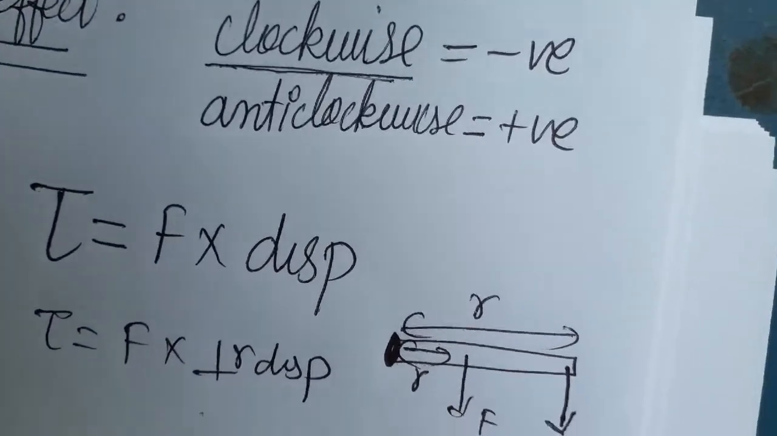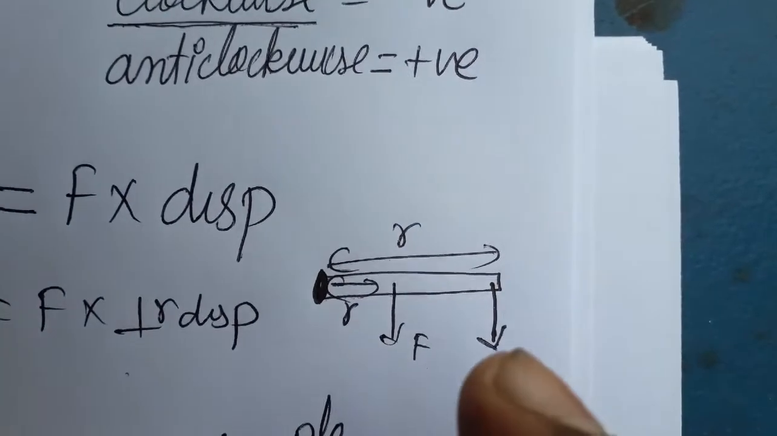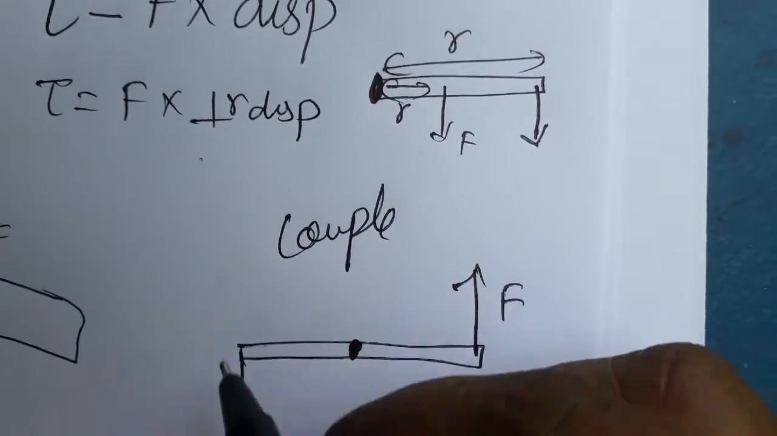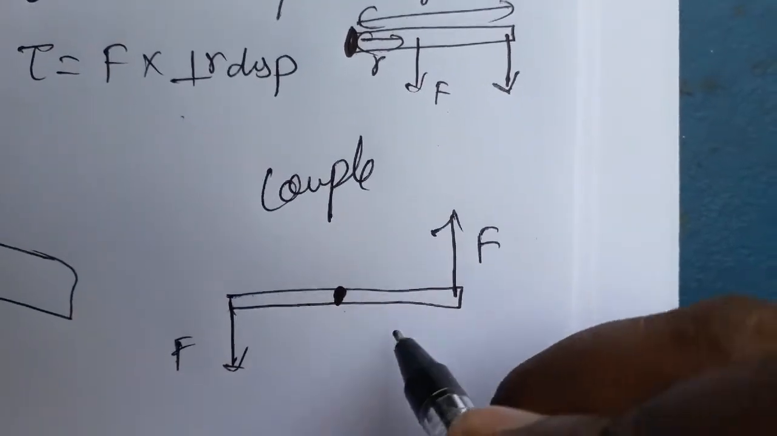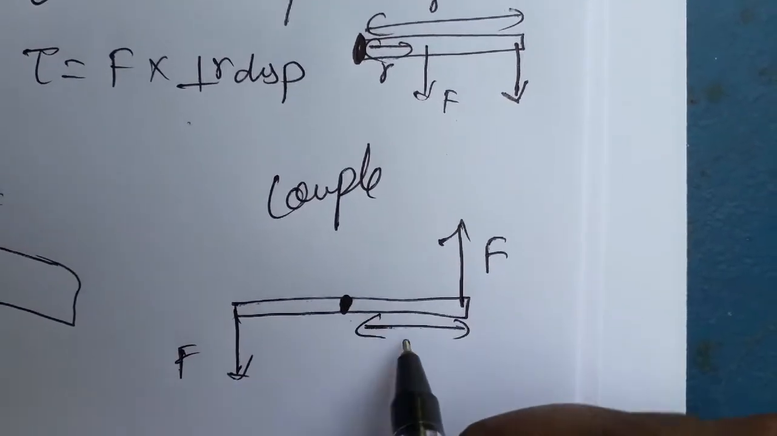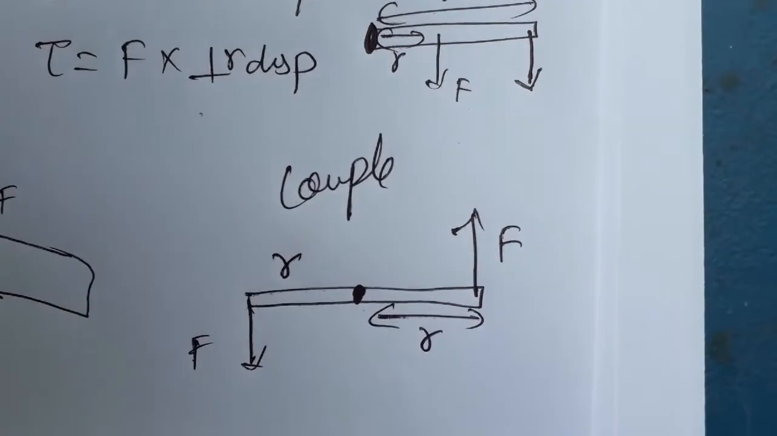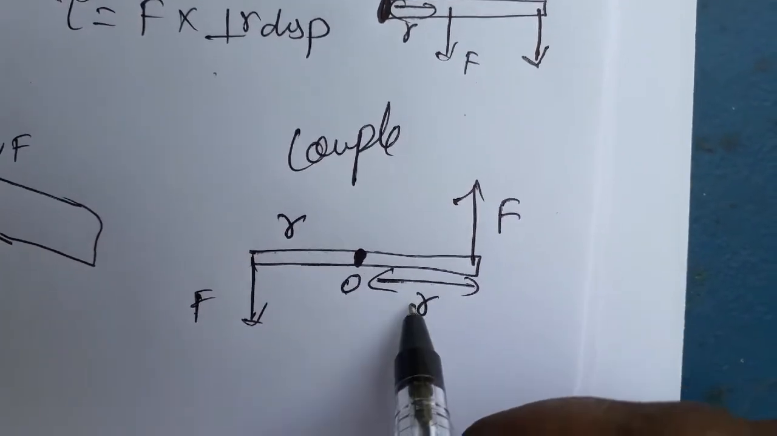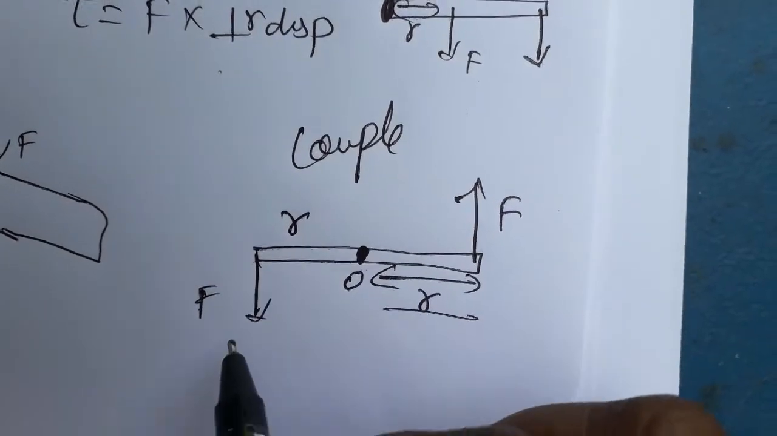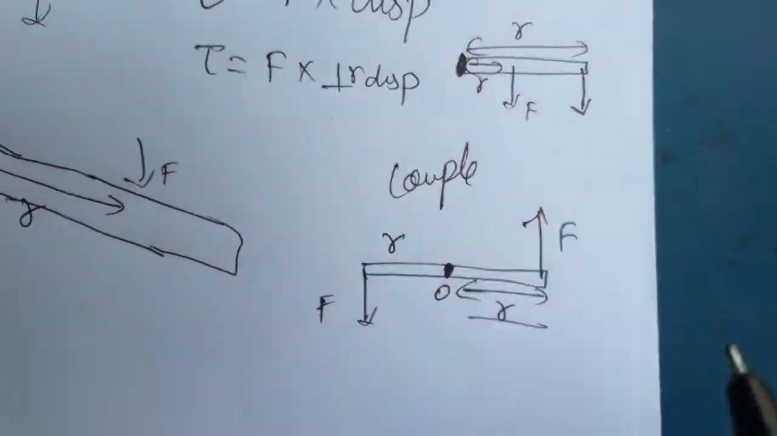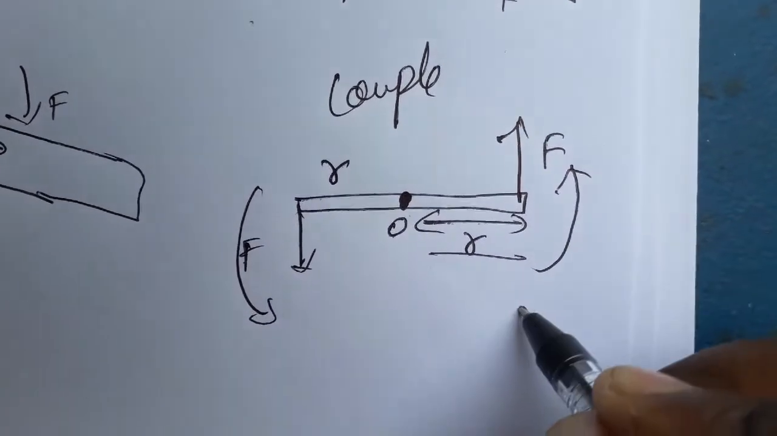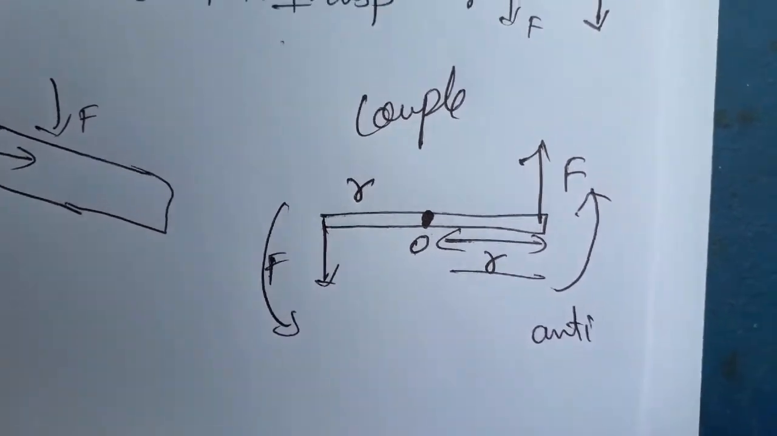Turning effect means force into perpendicular distance that rotates about a fixed axis. Couple force means two equal forces acting in opposite directions from a fixed axis at a distance of r. Now how many torques are created from the center? This side one torque, this side one torque, so two torques are created. Both are in the anti-clockwise direction, so we can take them as positive.